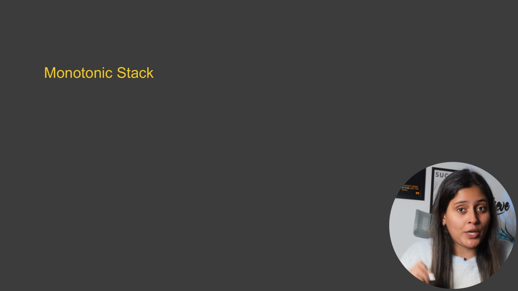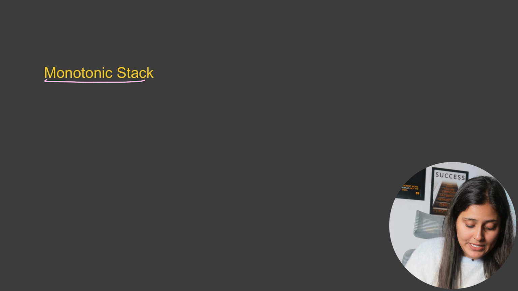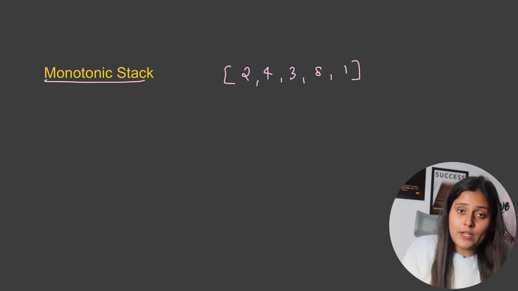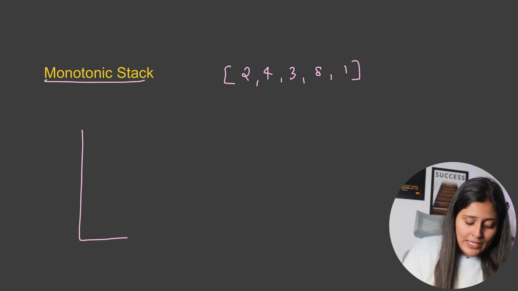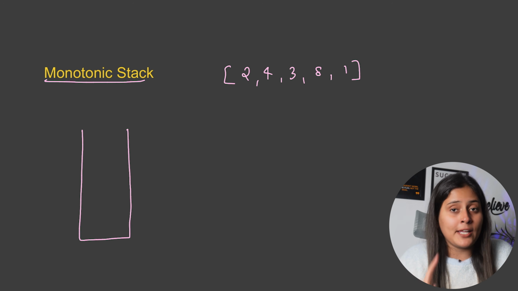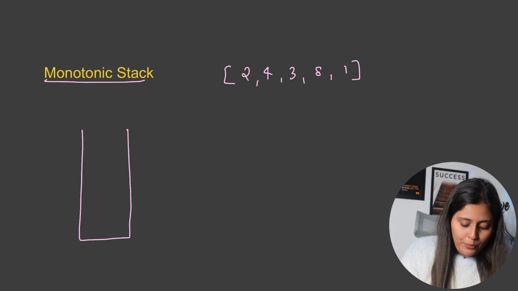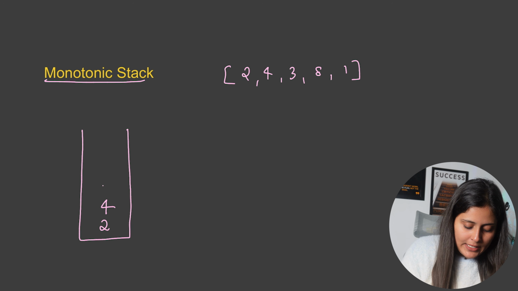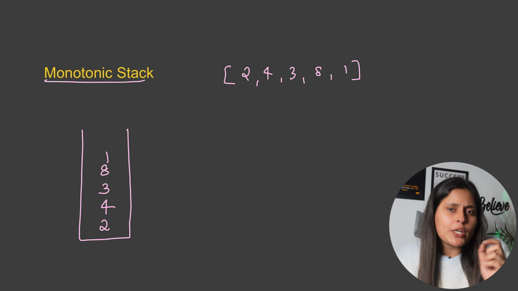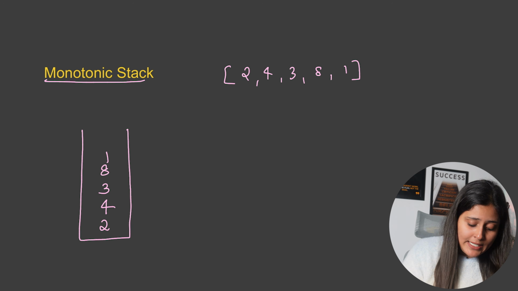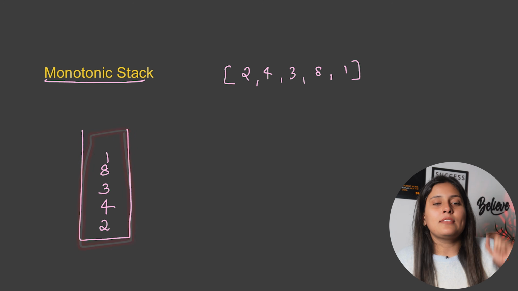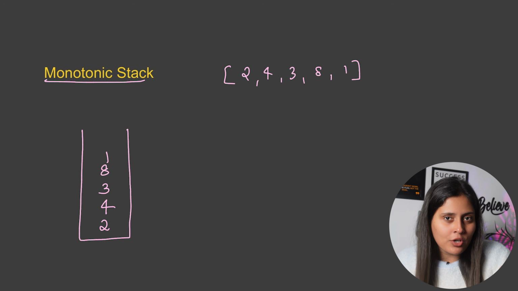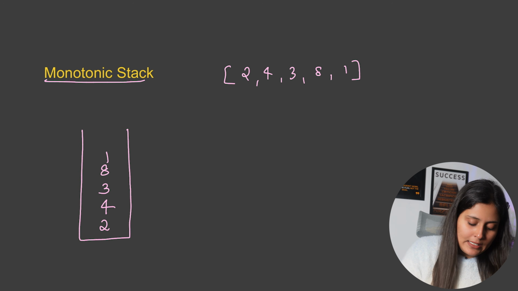First pattern is monotonic stack. Monotonic stack means, suppose you have elements like 2, 4, 3, 8, 1. In a stack you know that you will push the elements always at the top of the stack. So you will push 2, 4, 3, 8, 1. But monotonic says that when you maintain these elements inside the stack, they will be either in ascending order or in descending order. Means the stack can have values like 2, then 1 only.